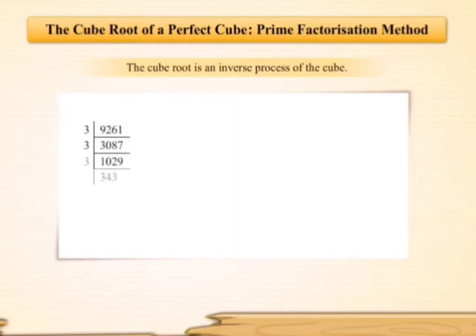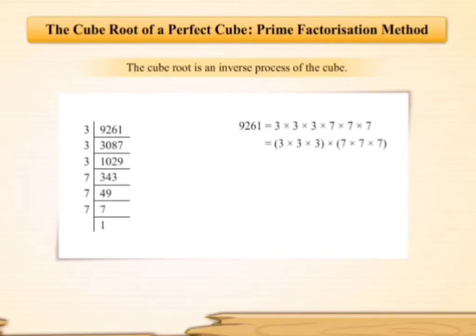Now let's find out the cube root of 9261. Factorize this number to get its prime factors, which are 3 3's and 3 7's. You can raise 3 to the power of 3 and 7 to the power of 3. On combining 3 and 7 and raising it to the same power of 3, you get 21 raised to the power of 3. Therefore, the cube of 21 is 9261. Since the cube root is an inverse process of the cube, you can say that 21 is the cube root of 9261.